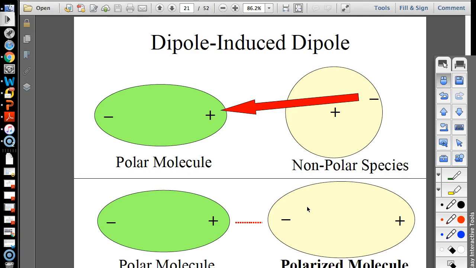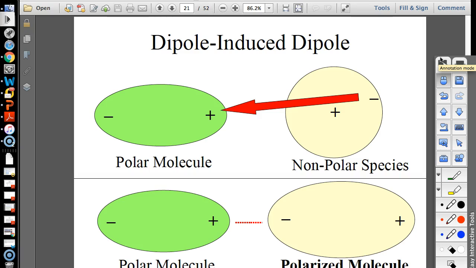Moment of silence, take a little break. I'll hit the pause button. This one doesn't come up as much as the hydrogen bonding, the dipole-dipole, the ion-dipole, and the LDFs.